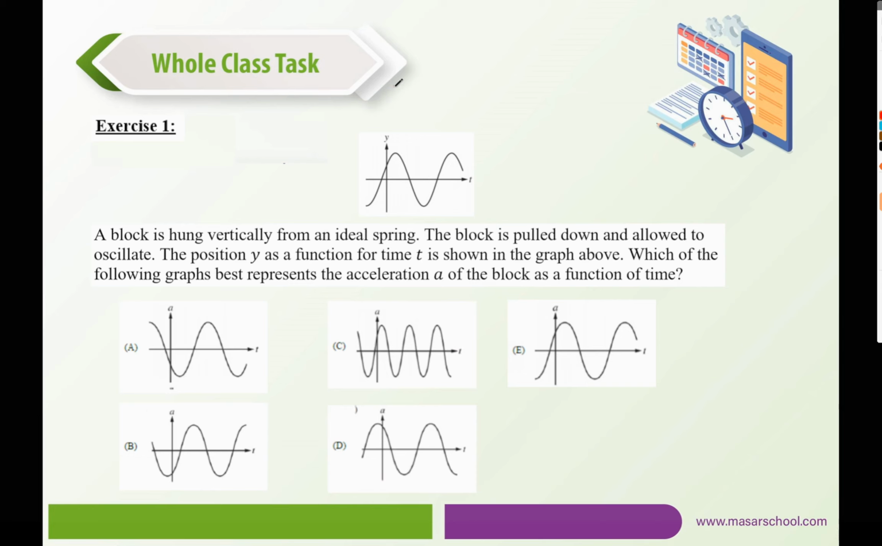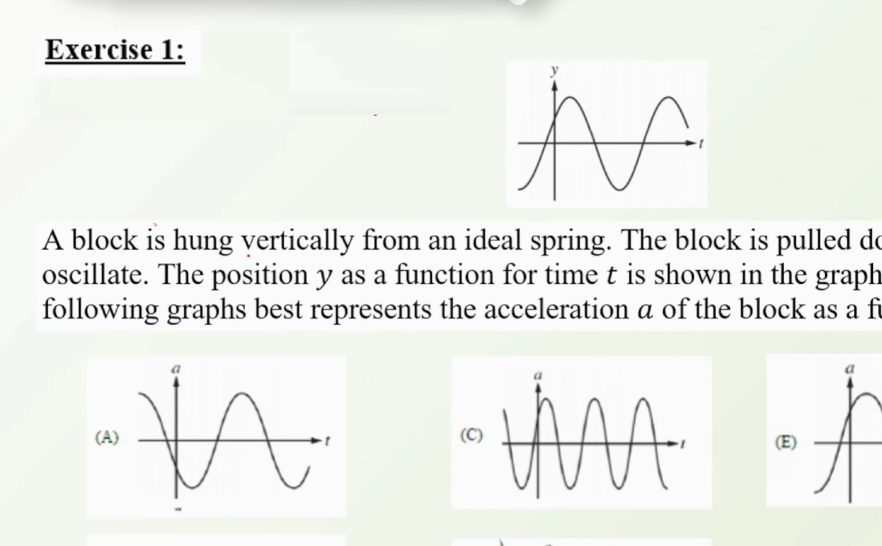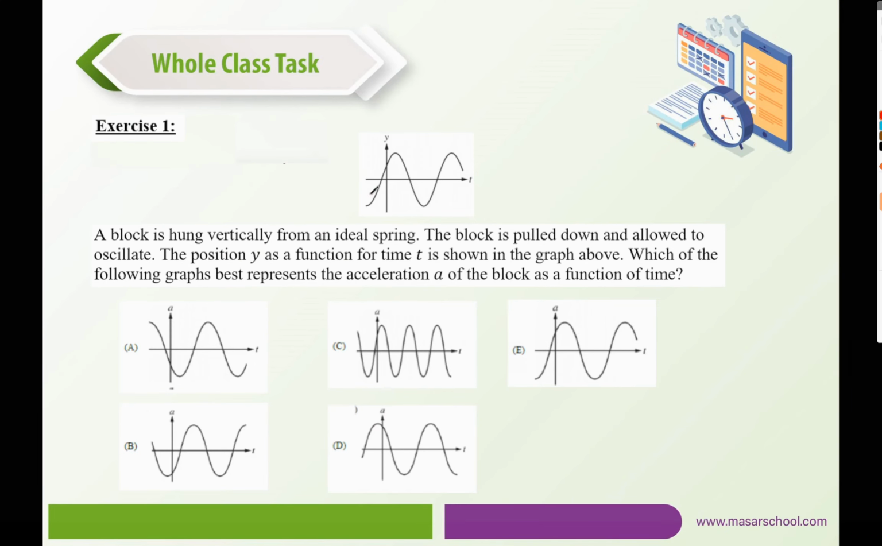Now, in today's video, we're gonna solve some exercises on what we have explained so far. Exercise 1: a block is hung vertically from an ideal spring. Notice that here the oscillator is vertical and not horizontal, but that won't change anything in the exercise itself. The block is pulled down and allowed to oscillate. The position y as a function of time t is shown in the graph above. Which of the following graphs best represents the acceleration a of the block as a function of time?